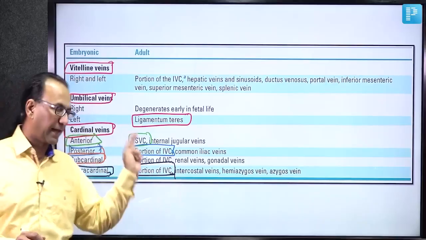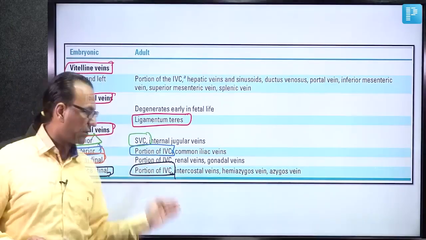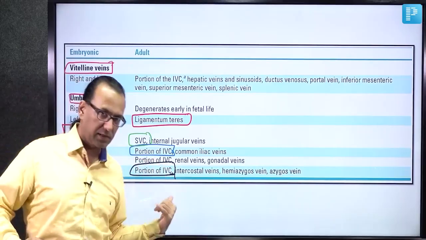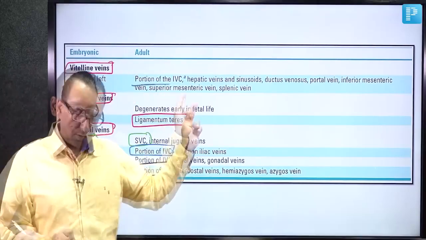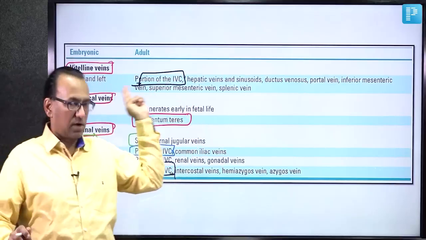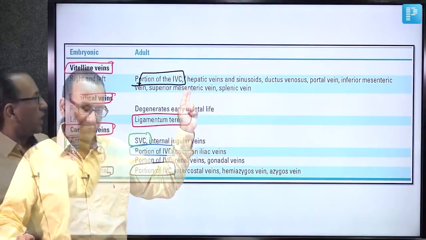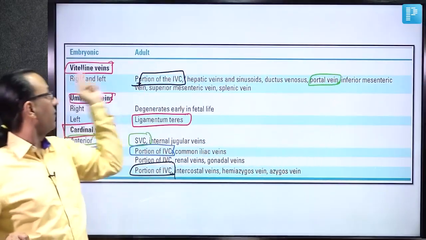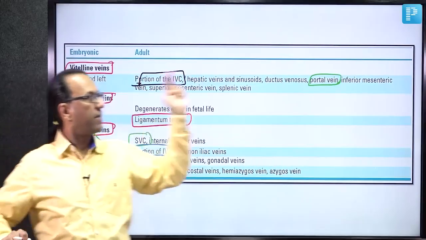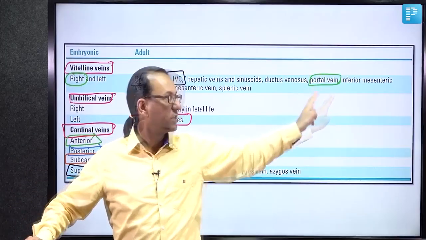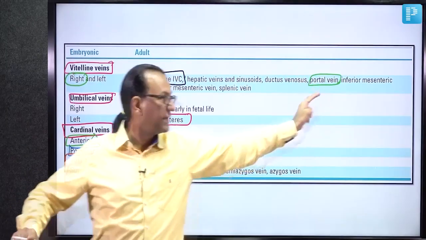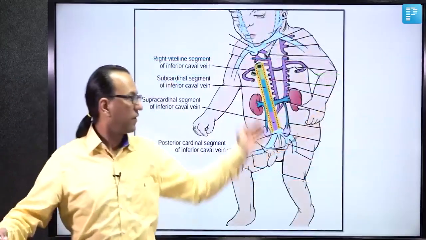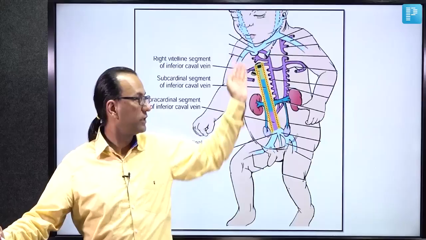To discuss the inferior vena cava, we have a diagram now talking about the four veins, which are the supracardinal, subcardinal, and the posterior cardinal, plus the right-sided vitelline vein, because it is the right-sided vitelline vein which forms the terminal portion of the inferior vena cava. Remember, the portal vein is basically contributed by the right-sided vitelline vein, though it has a minor contribution from the left and the dorsal anastomosis between the two, but majorly it is the right-sided vitelline vein contributing to the portal vein.